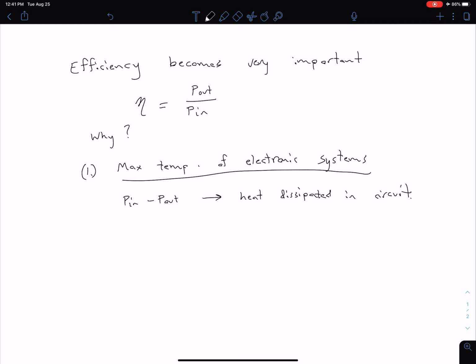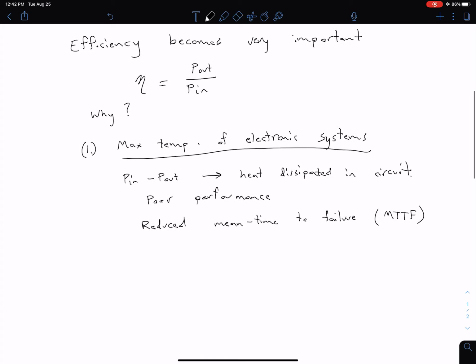And so of course this can lead to poor performance, and it can also lead to reduced mean time to failure. So in general it just might not be working like we want it to, or we could have reduced mean time to failure. And so basically all that's saying is it might not work as well while it's working, and then it might stop working earlier due to some issue that's caused it to malfunction or break completely.